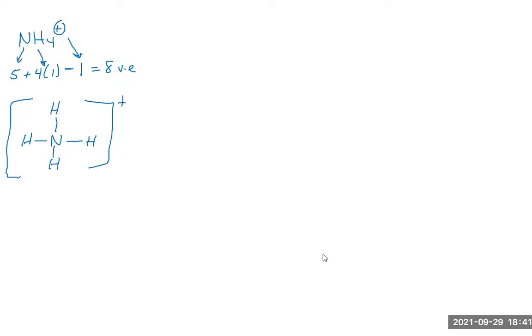All right, the last one that we had there was SO4 2 minus. Again, sulfur is 6. There are 4 oxygens at 6 each. Here we have a 2 minus charge, which means it has gained 2 electrons. So we need to add 2. That is 24, 26, 32 we'll go with.